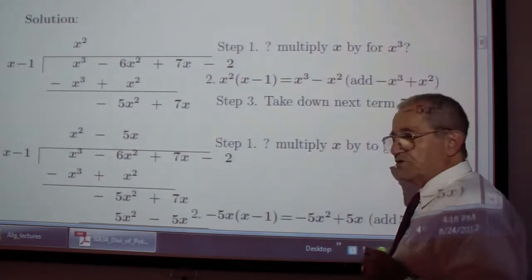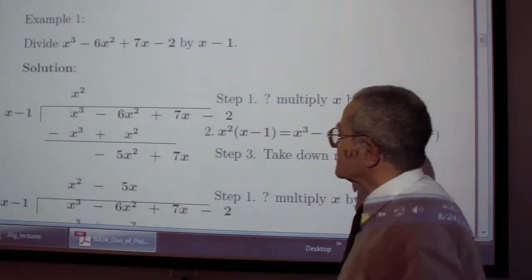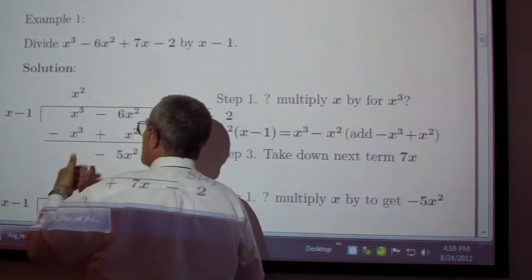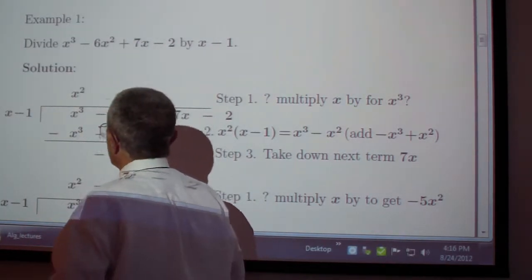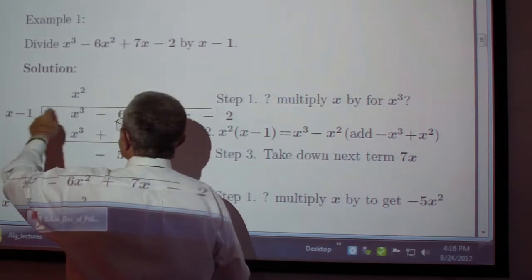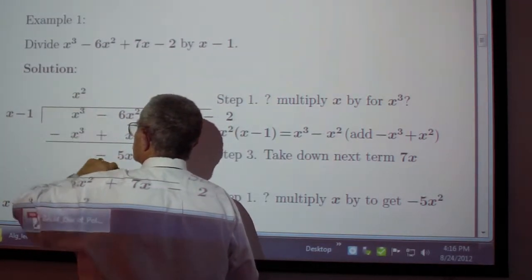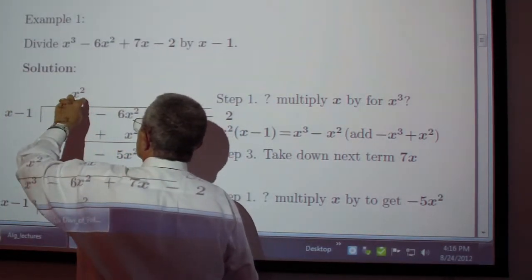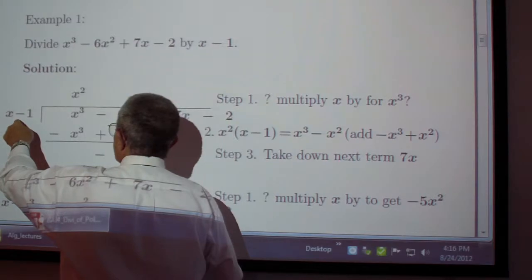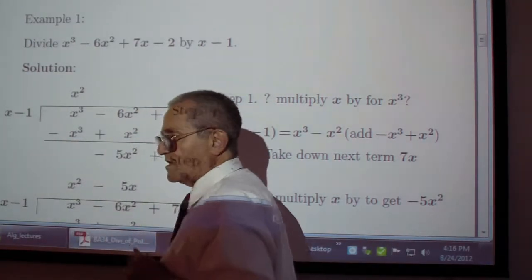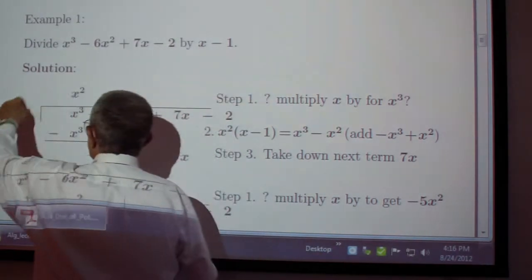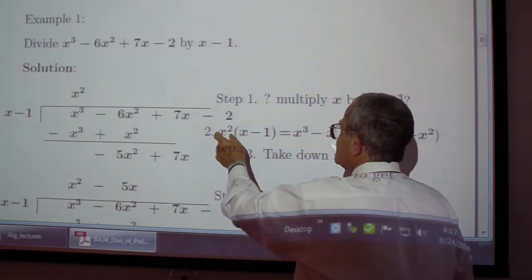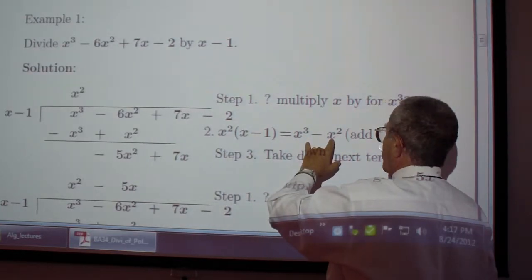So, we do division just like we do long division. How often does this number go into that number? Well, we'll ask it a little bit differently. What do I multiply x by to get x cubed? The answer is x squared. Forget about the 1, just concentrate on the x. Then we multiply this number by that number and we subtract. We are going to distribute the x squared over the x minus 1.